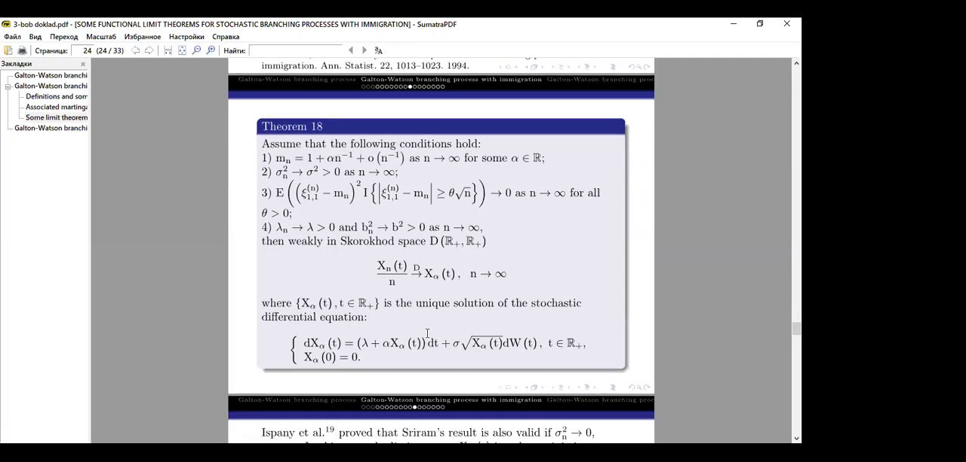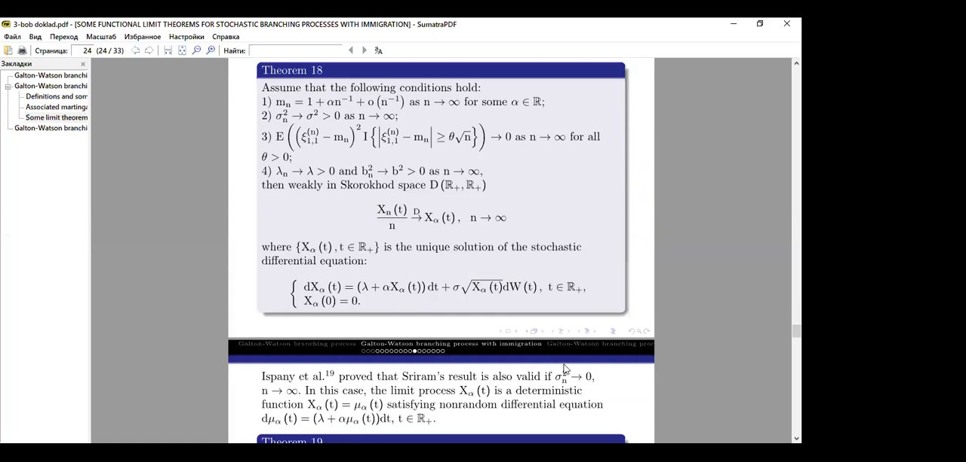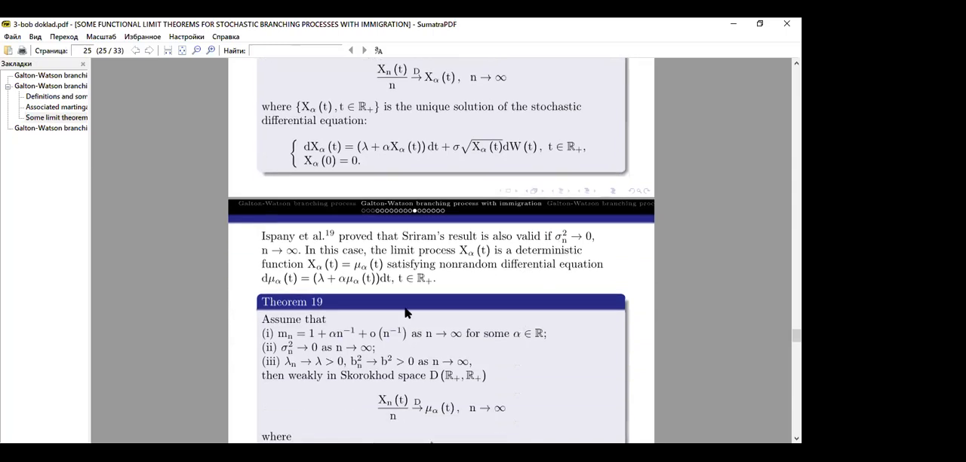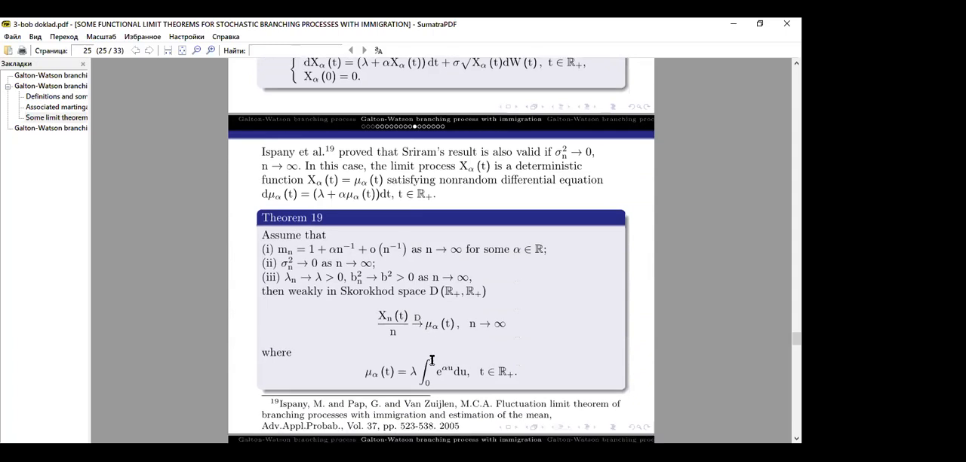Later, Isaac Pap and Van Zuijlen proved that Sriram's result is also valid if the variance of the descendant particles converges to zero. In this case, the limit process is a deterministic function satisfying a non-random differential equation. So assume that the three conditions hold. Note that the fourth condition is not needed for us. The third condition, a Lindeberg type condition, is needed for us because we consider this case. And we have this limiting process. This process converges in probability to a deterministic function in Skorokhod space.